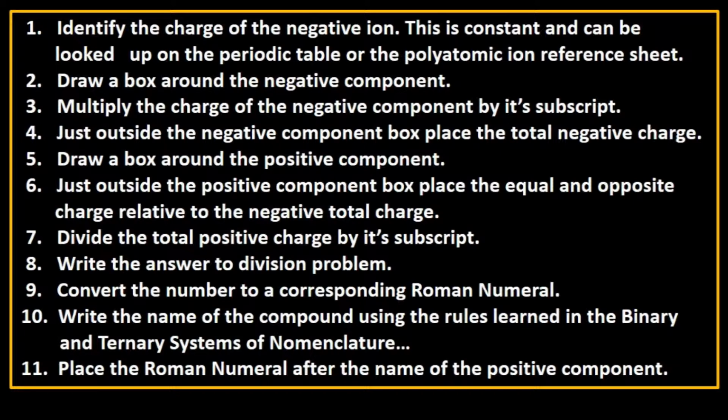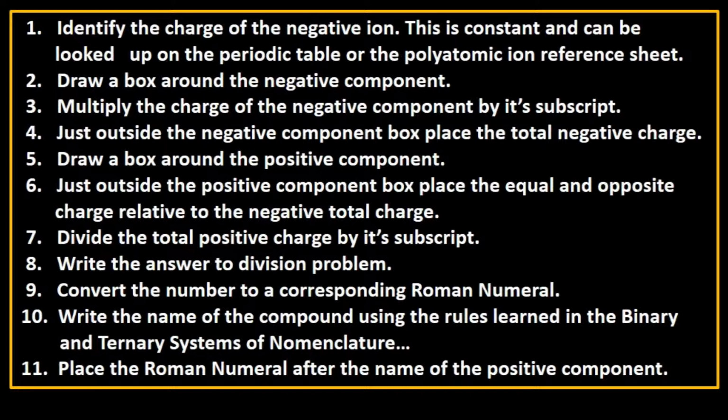8, problem. Number 9, convert the number to a corresponding Roman numeral. Number 10, write the name of the compound using the rule systems of nomenclature. And number 11, place the Roman numeral after the name of the positive component. Now, you're going to want to write these rules down on your reference sheet, so you can take it into the unit test on nomenclature.